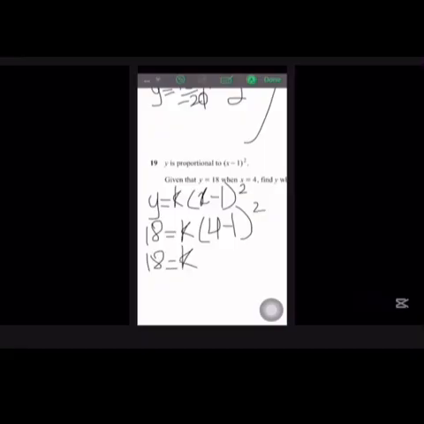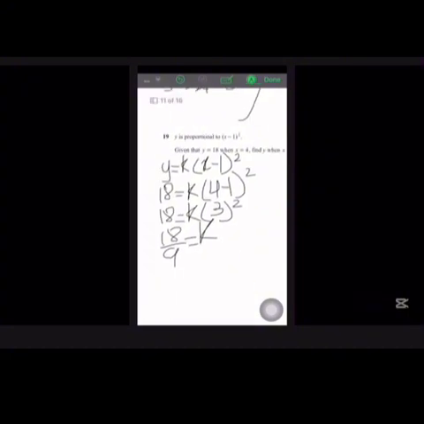We have question number 19, which is y is proportional to the square of x minus 1. First, what we'll do is find out the value of k by this method. So y is directly proportional to the square of x minus 1. I'll write it like this and put in the values. We have been given y is 18 and x is 4, minus 1 squared. So 18 is equal to k times 4 minus 1, which is obviously 3, squared. So it will be 18 divided by 9, and the answer will be 2.